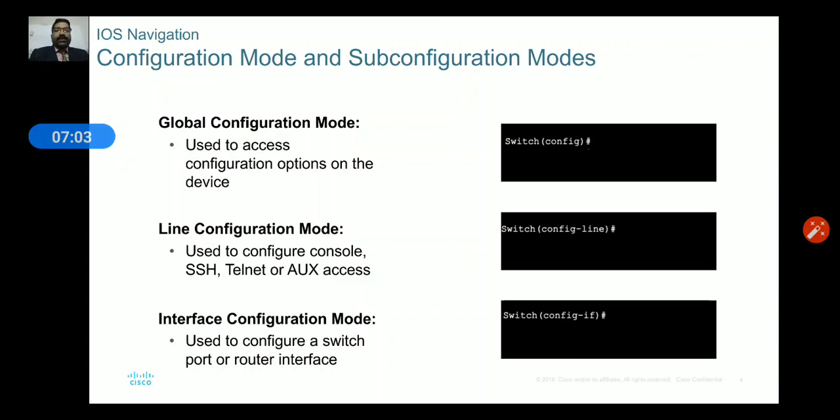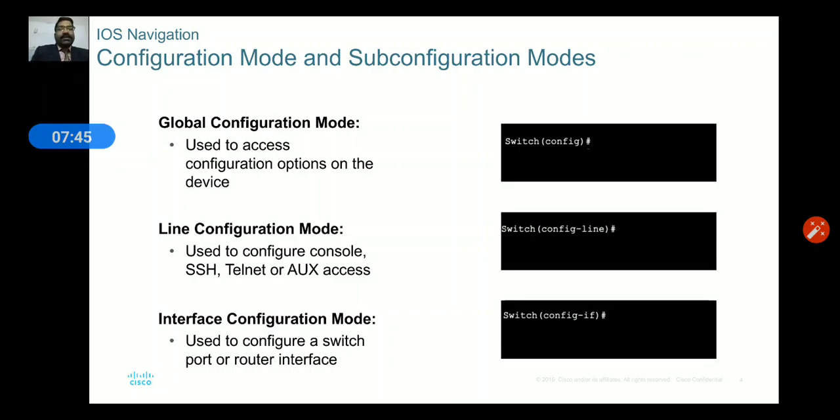The next 2 modes are line configuration mode and then the interface configuration mode. The line configuration mode is used to configure the different lines: console line, SSH, telnet, auxiliary lines, especially to configure the password for these lines. The interface configuration mode is used to configure a switch port or a router interface. If you want to assign the IP address for the SVI, switch virtual interface, or VLAN in a switch, or configure the IP address for the interfaces in the router, we have to use this interface configuration mode.